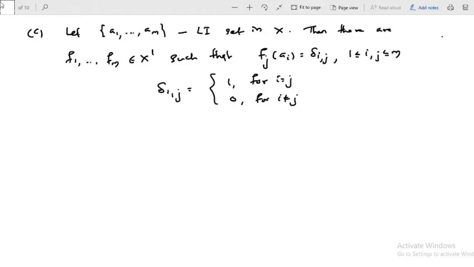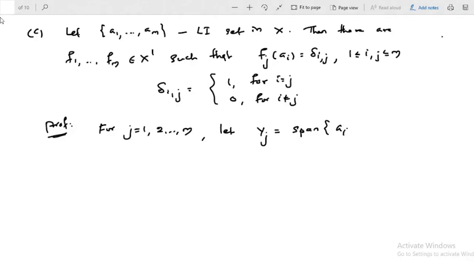Such a sequence of continuous linear functionals must exist. Let us see how to prove it. First we must form spaces. For j equal to 1 to m, for each one we get a corresponding f1, f2 and so on, so we are trying to form corresponding subspaces. For j equal to 1 to m, let yj be the span of the linearly independent elements, the span set of ai.